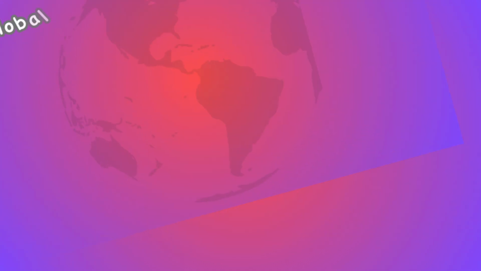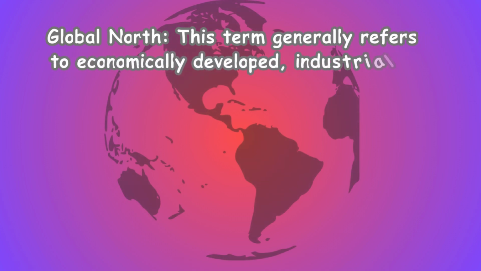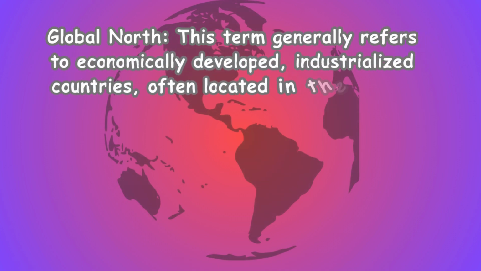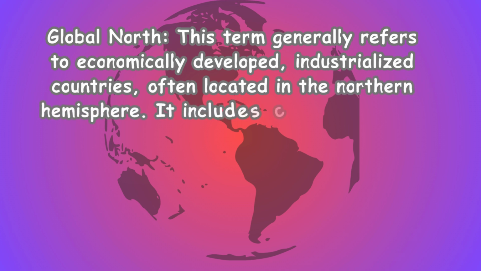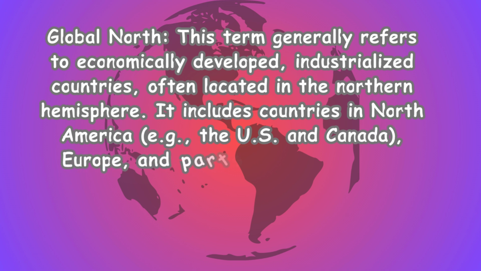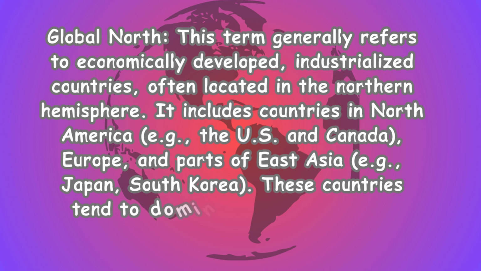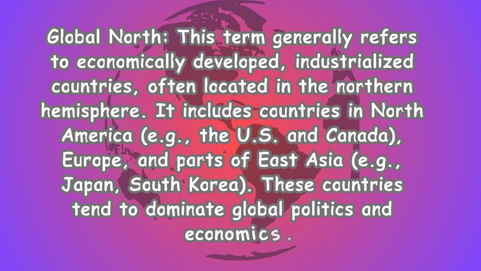Global North. The Global North generally refers to economically developed industrialized countries, mostly located in the Northern Hemisphere. It includes countries in North America, such as the United States and Canada, Europe, and parts of East Asia, like Japan and South Korea. These countries often dominate global politics and economics, thanks to their technological advancement, military power, and economic influence.